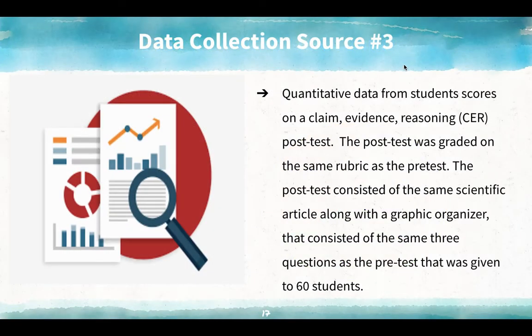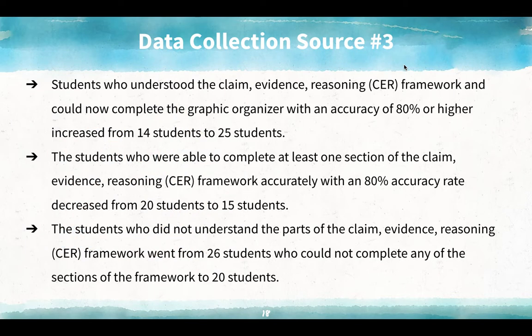For my data collection number 3, I collected quantitative data from students' scores on the claim, evidence, and reasoning post-test. It was graded on the same rubric as the pre-test, and the post-test consisted of the same scientific article with the graphic organizer that consisted of the same 3 questions as the pre-test, and it was given to the same 60 students. Students who understood the claim, evidence, and reasoning framework and could now complete the graphic organizer with an accuracy of 80% or higher increased from 14 students to 25 students.